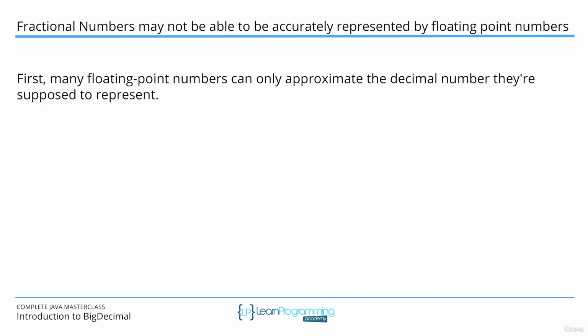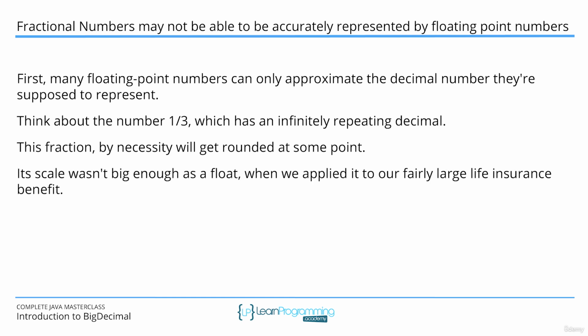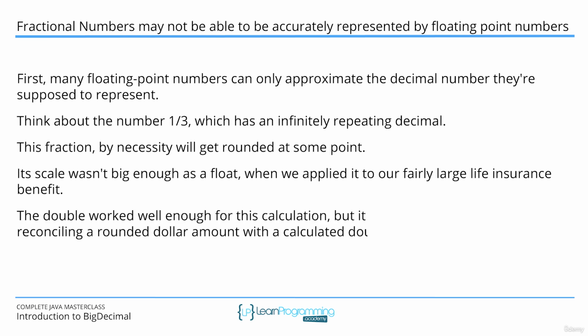First, many floating point numbers can only approximate the decimal number they're supposed to represent. Think about the number 1/3, which has an infinitely repeating decimal. This fraction, by necessity, will get rounded at some point. Its scale wasn't big enough as a float when we applied it to our fairly large life insurance benefit. The double worked well enough for this calculation, but it was still off by a penny when reconciling a rounded dollar amount with a calculated double amount.